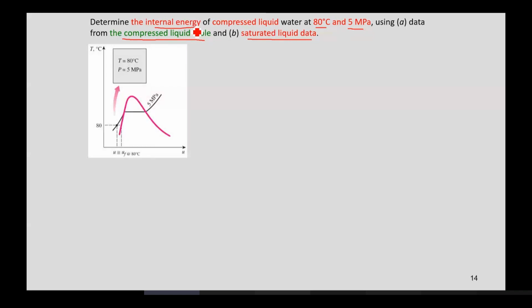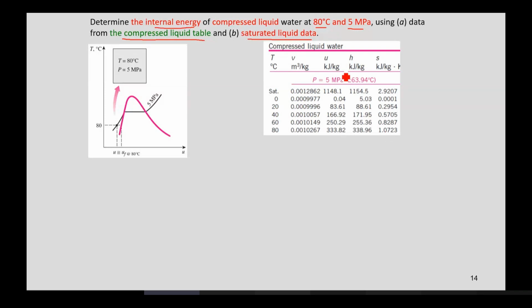Moving on towards the compressed liquid data. In a compressed liquid state, water, which is at 80 degrees centigrade and 5 megapascal pressure, you have to find the internal energy using the compressed liquid table and using the saturated liquid data. Compressed liquid table, it is simple. As you have table A7, you'll directly go to the pressure, which is 5 megapascal. For this pressure, you'll go to temperature, which is 80 degrees, and you will directly read the value of internal energy, which is 333.82 kilojoules per kilogram.